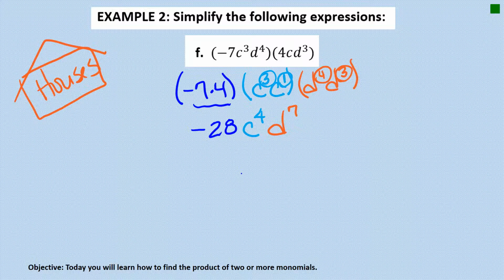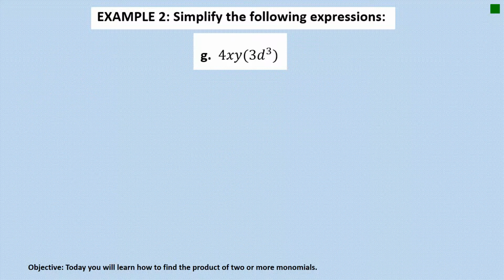So, first you take them and you separate them into their houses. All the numbers in one house, all the C's in one house, all the D's in one house, and then you bring them together, multiply the numbers just like if you were a little calculator and you were pushing the 7 button, the times button, and the 4 button, you would get -28. For the variables, add the exponents. All right, so this doesn't look like they're in separate houses, but they really are. Who's coming home?